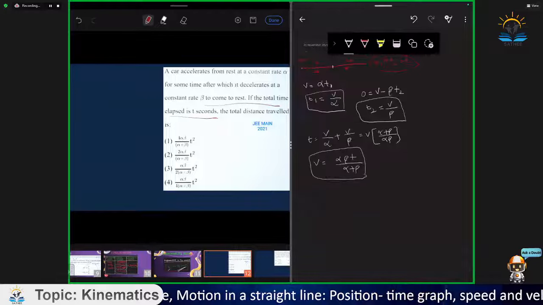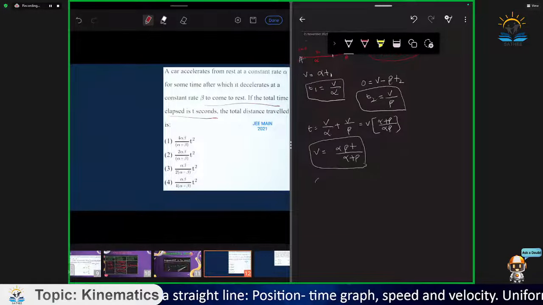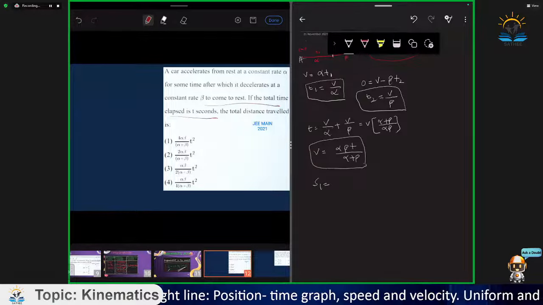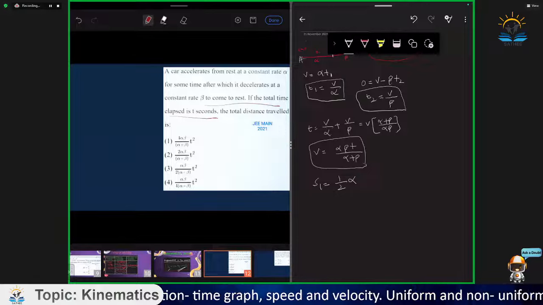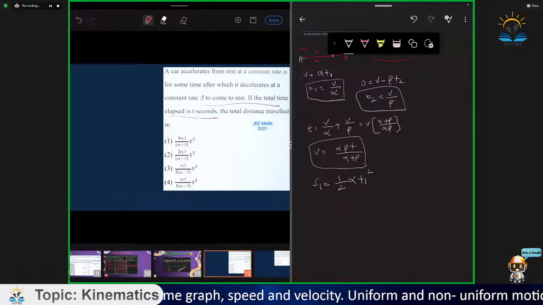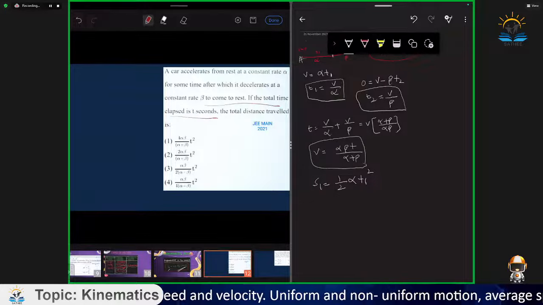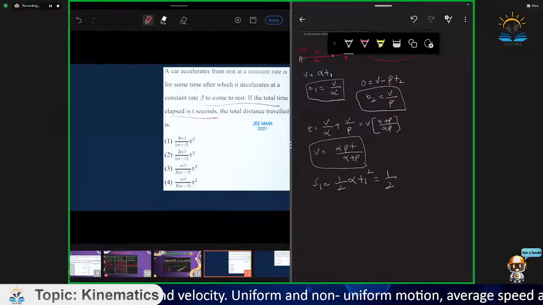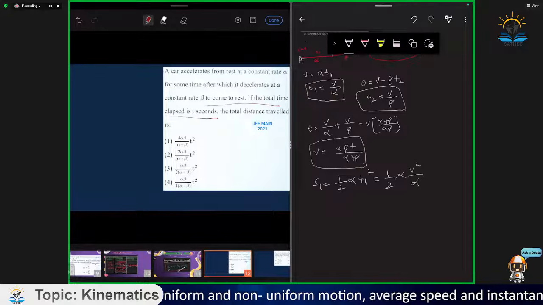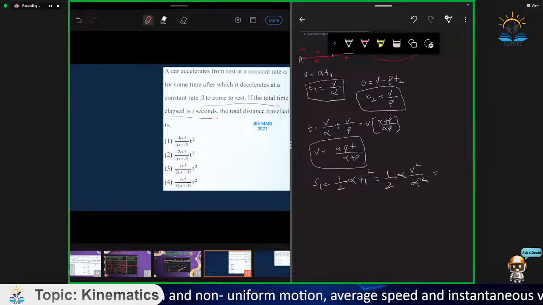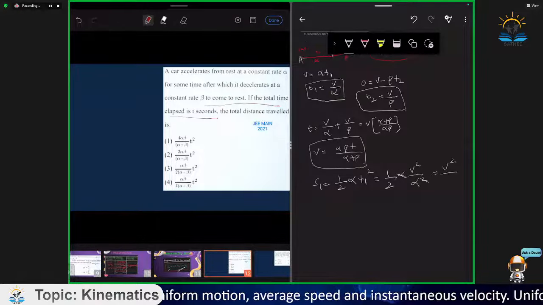And from A to B, the distance covered s1 equal to ut plus half at square. u is 0, so half alpha t1 square. And t1 is v by alpha, so half alpha into v square by alpha square. We got s1 equal to v square by 2 alpha.